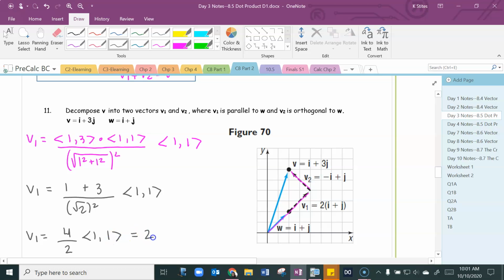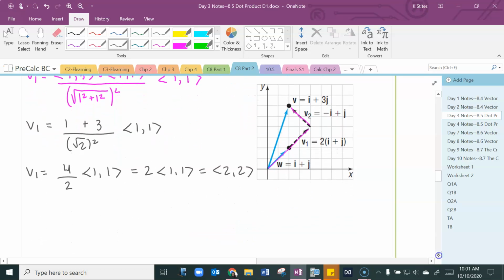So that's just 2 times <1, 1>, and this is just the distributive property. It's just <2, 2>, which you can see is 2i plus 2j, which was written there. So we did get the same thing. So this is vector 1. You can either write it like this, or you can write it like this, 2i plus 2j.